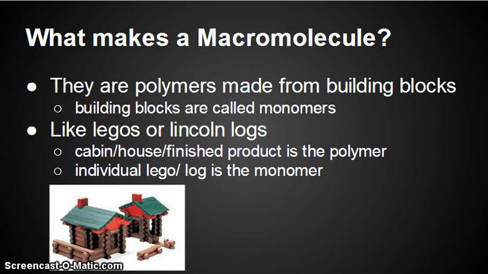So kind of get all of those words straight in your vocabulary. So these are like Legos or Lincoln Logs. A cabin, a house, your finished product is the polymer. You put all those pieces together, and now you have your finished product. That's the polymer. But you've used all those individual Legos or logs, which are your monomers. You've used those to build your finished product. So we use all those individual pieces, those monomers, to make our polymer.